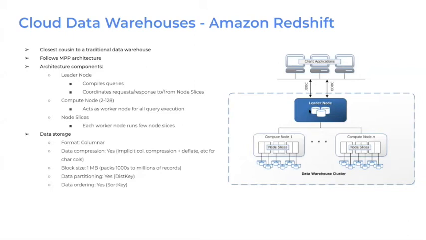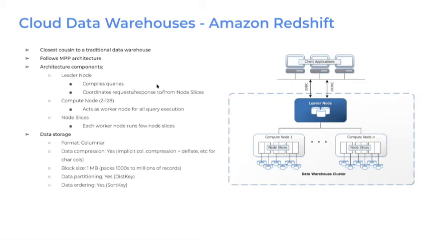The way this Redshift system works is that there is a concept of a leader node, and there are a bunch of compute nodes. Each compute node has a bunch of what they call node slices. Each node slice is the basic unit of compute, which comes into play every time a particular operation is initiated against the system.